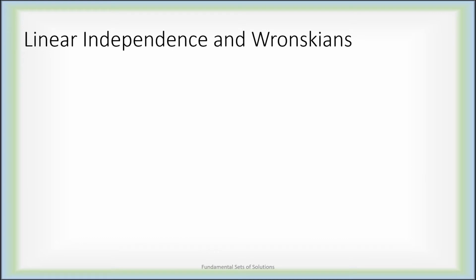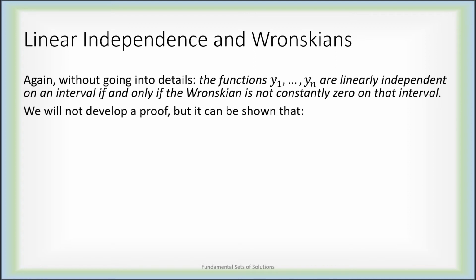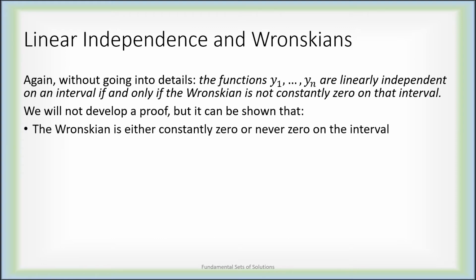What does linear independence have to do with this matrix? And again, we're not really delving into the linear algebra theory here, we're just stating results. The functions y1 through yn are linearly independent on an interval if and only if the Wronskian is not constantly zero on that interval. We're really not going to develop a formal proof, but what generally ends up being shown is the following. The Wronskian is either constantly zero or never zero. So whatever interval your functions all exist on, this Wronskian either is always zero or never zero.